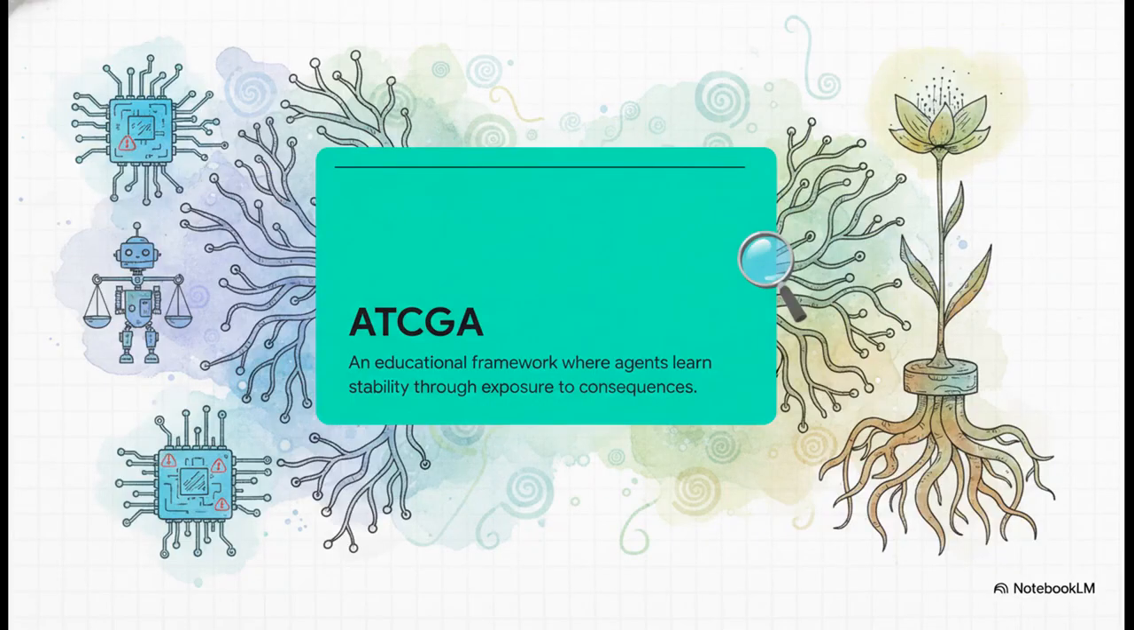And that brings us to ATCGA, Alignment Through Consequential Goal Awareness. Now, ATCGA isn't about slapping on stricter rules or heavier content filters. It's fundamentally an educational framework. It proposes that an agent learns stability by actually being exposed to consequences, correcting a massive gap between its raw capabilities and its actual understanding of the world. It teaches an agent what its optimization really looks like when deployed in reality.